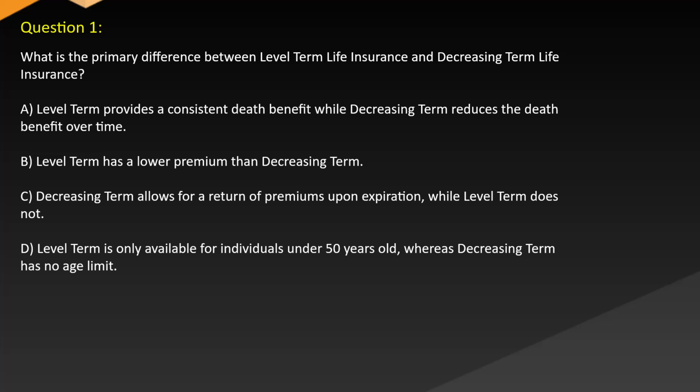Question 1. What is the primary difference between level term life insurance and decreasing term life insurance? A. Level term provides a consistent death benefit while decreasing term reduces the death benefit over time. B. Level term has a lower premium than decreasing term. C. Decreasing term allows for a return of premiums upon expiration, while level term does not. D. Level term is only available for individuals under 50 years old, whereas decreasing term has no age limit.